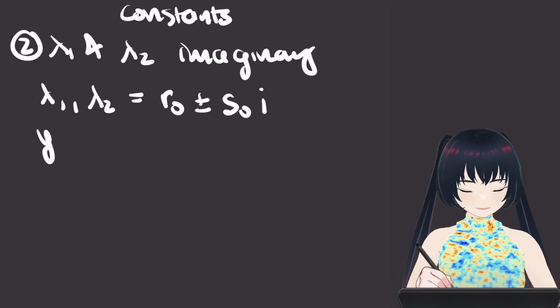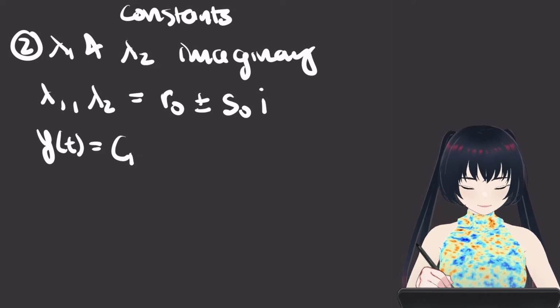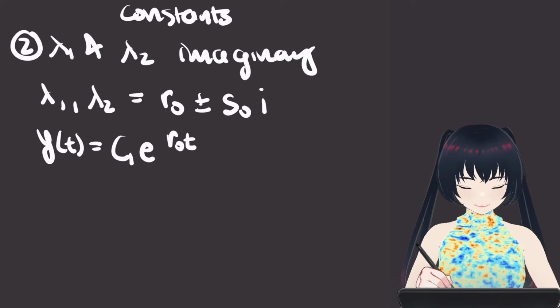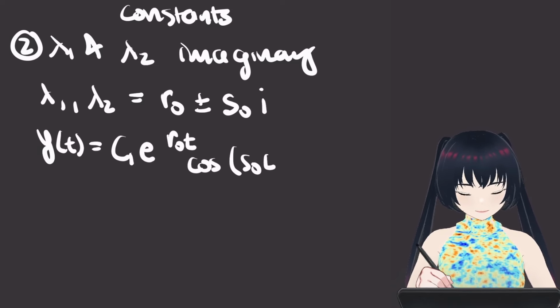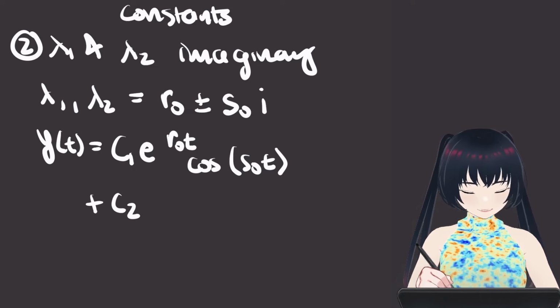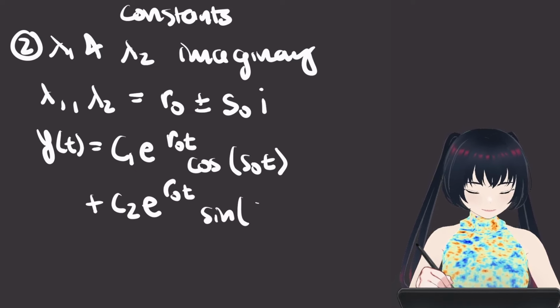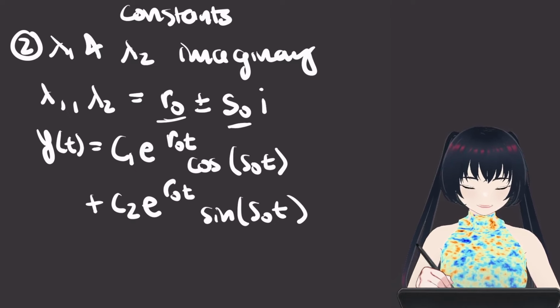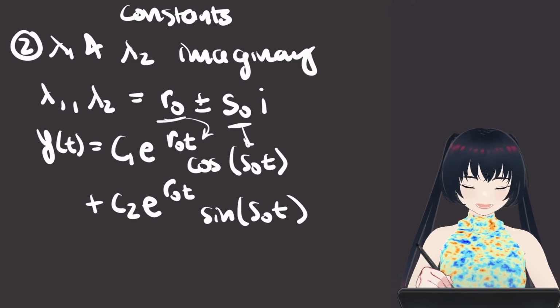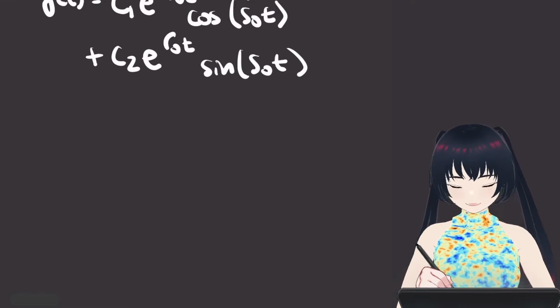y of t is equal to c1 e^(r naught t) cosine(s naught t) plus c2 e^(r naught t) sine(s naught t). So it's really just as simple as what are the solutions to the characteristic polynomial and how can we simply insert them into this format. But of course, we're not done yet.